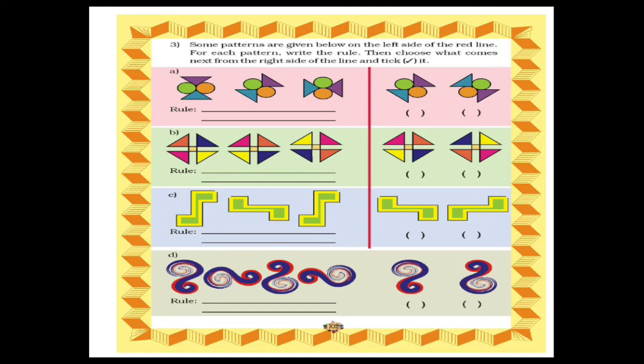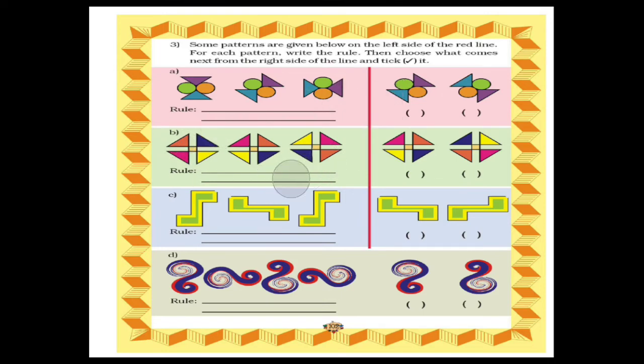Now let's do the second one, that is B. So try to observe carefully what you can see. You can see that first the blue and pink one is like this, then it is taking a turn, then they change their place. Similarly the blue and pink one goes this side. So what rule can you see?